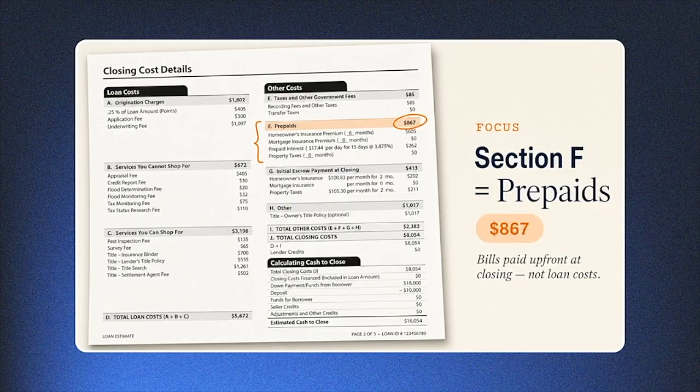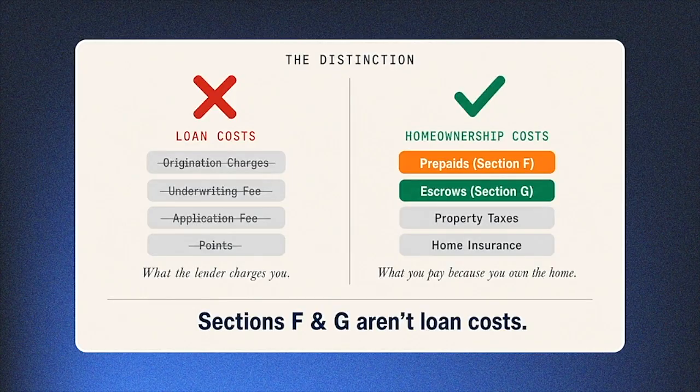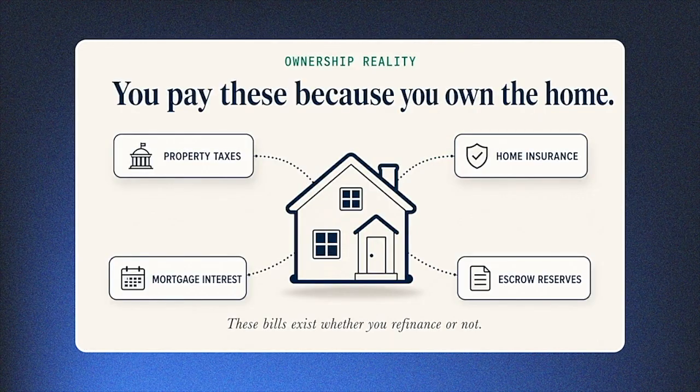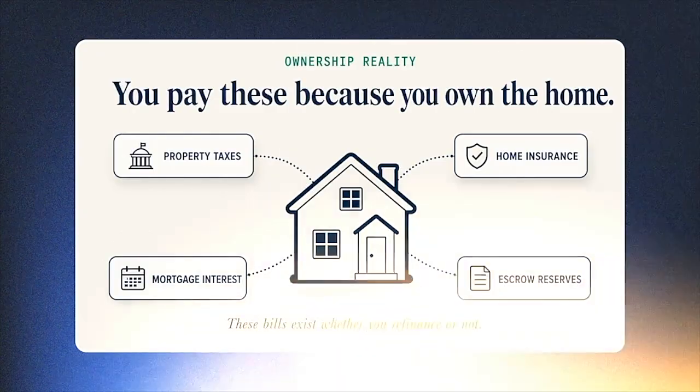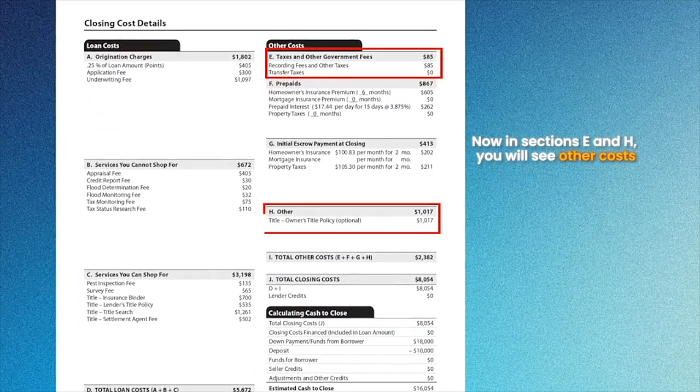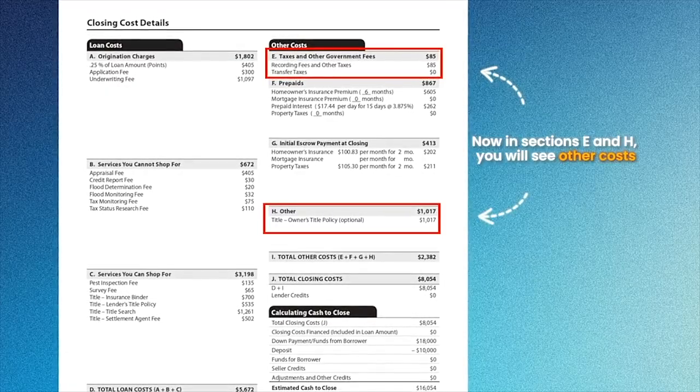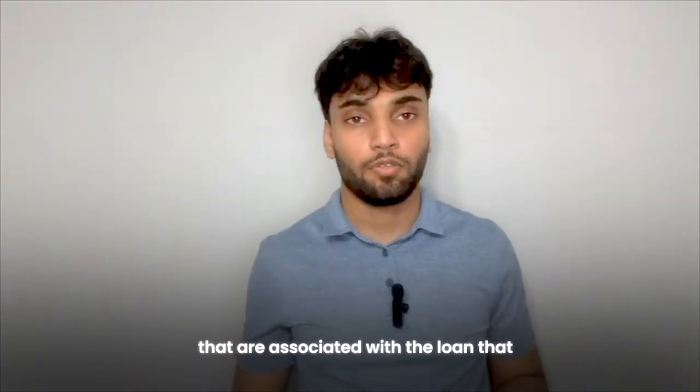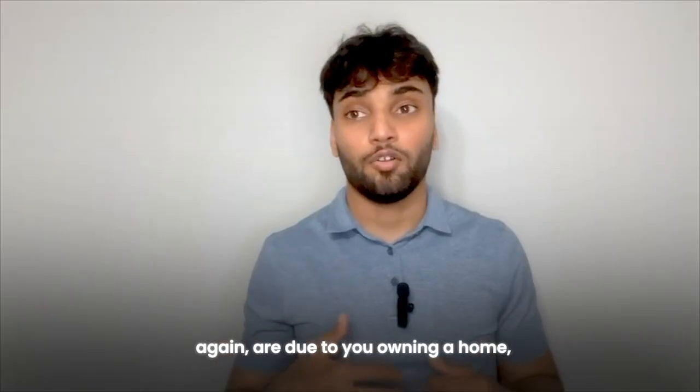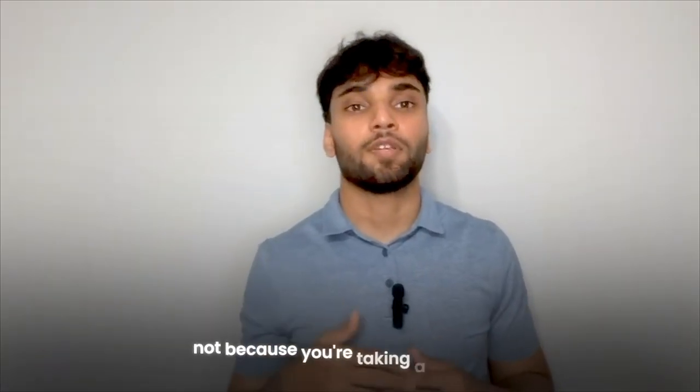You would see that cost in section F. So the way you look at section F and G, it's not costs that are associated with the loan. They're costs that you would have to pay regardless as a result of you owning the house. Now, in sections E and H, you will see other costs that are associated with the loan that, again, are due to you owning a home, not because you're taking a mortgage.